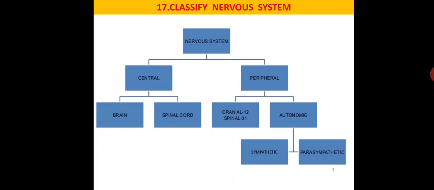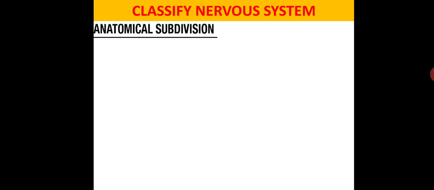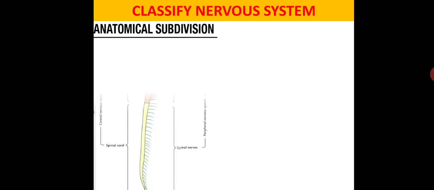And the next question is: classify the nervous system. It's a question from general anatomy. So the nervous system is usually divided into the central and peripheral nervous system. Central nervous system means brain and spinal cord, whereas the peripheral nervous system means there are 12 pairs of cranial nerves and 31 pairs of spinal nerves. And the autonomic nervous system is again divided into sympathetic and parasympathetic nervous system. So we'll see the diagram of the anatomical division of the nervous system.